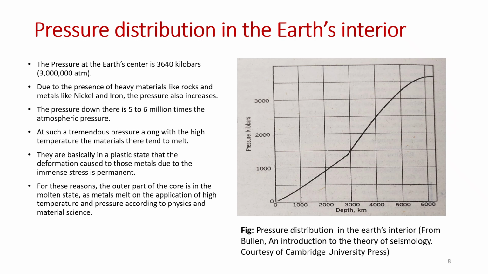At such tremendous pressure, along with high temperature, the materials tend to melt, and they are basically in a plastic state. What does it infer? The deformation caused to those metals due to the immense stress is permanent. So for these reasons, the outer part of the core is in the molten state, as metals melt on the application of high temperature and pressure, according to physics and material science. So the outer part of the core is in the molten state. The figure depicts the pressure distribution in the Earth's interior.